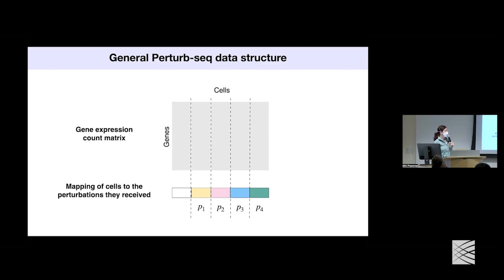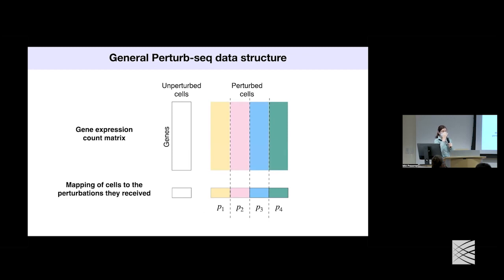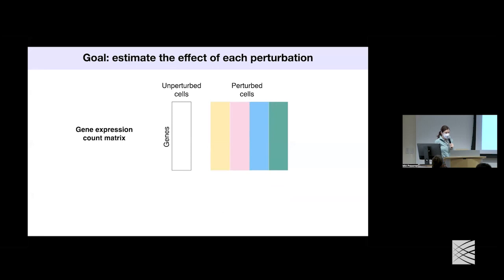So then we can take all the cells in our experiment and label them by what perturbations they have, and then essentially split them into cells that were unperturbed, they didn't get any perturbation, and cells that were perturbed in different ways with different perturbations. And then really our goal is to estimate what each perturbation is doing to the cells. That's what we're going to talk about today.